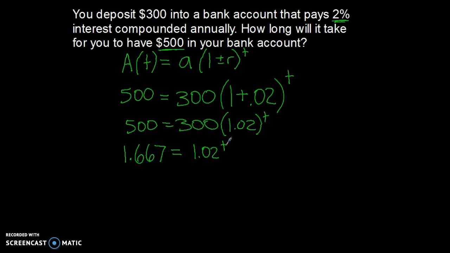Now we just have an exponential equation like we're used to seeing it. So we can go ahead and turn this into its log form in order to solve it. Right, so this is going to be log base, well our base on our exponent is 1.02, of 1.667 equals T. Right, remember the log is always equal to the exponent.